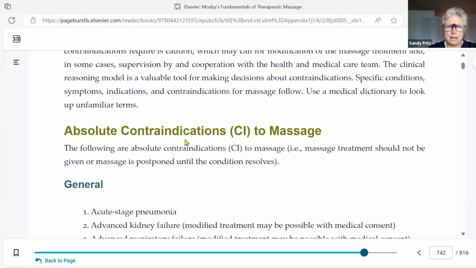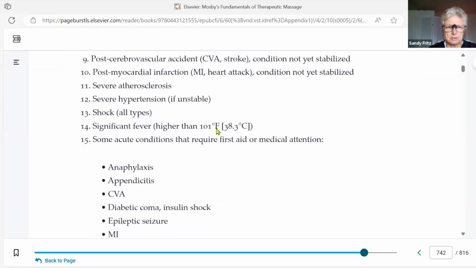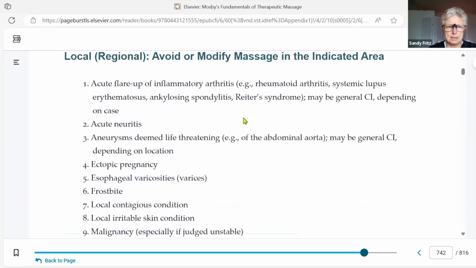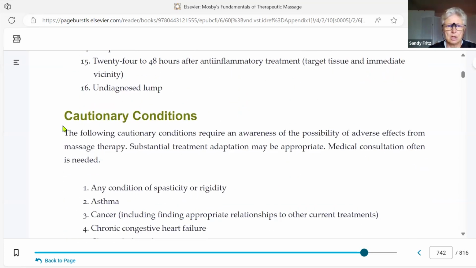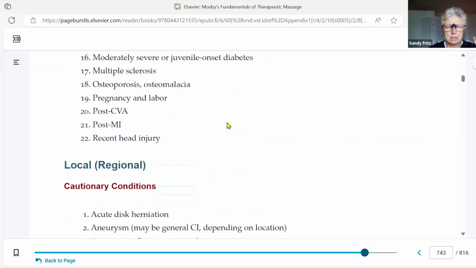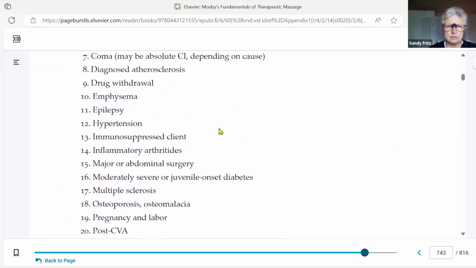So it talks about absolute contraindications. This is just where you don't do massage. Local, regional: avoid or modify massage in the indicated area. Cautionary conditions: massage can be done, but it has to be modified. And depending on what's going on, you'd use critical thinking skills to figure out what the appropriate adaptation would be.